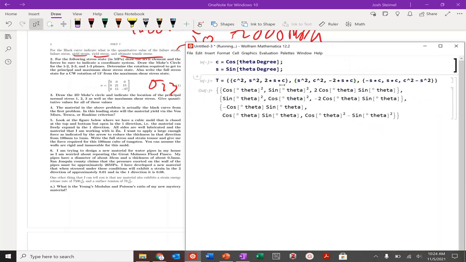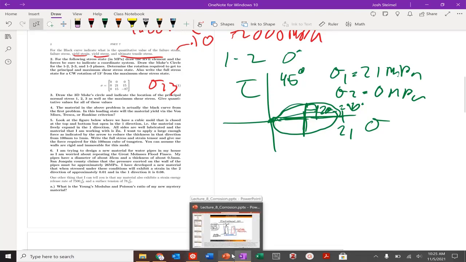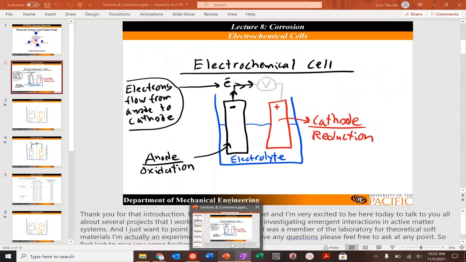So I'm going to pull up my Mathematica. I'm going to write down my sigma 1, 2 equals 0, 21, 0. And then I want to do 13 degrees clockwise from the maximum shear stress state. So if I look at this particular problem, I want to do 13 degrees clockwise from that shear state. So if I'm looking from here and rotating to here, it's going to be 45, actually plus 13. So if I look at that full clockwise rotation.